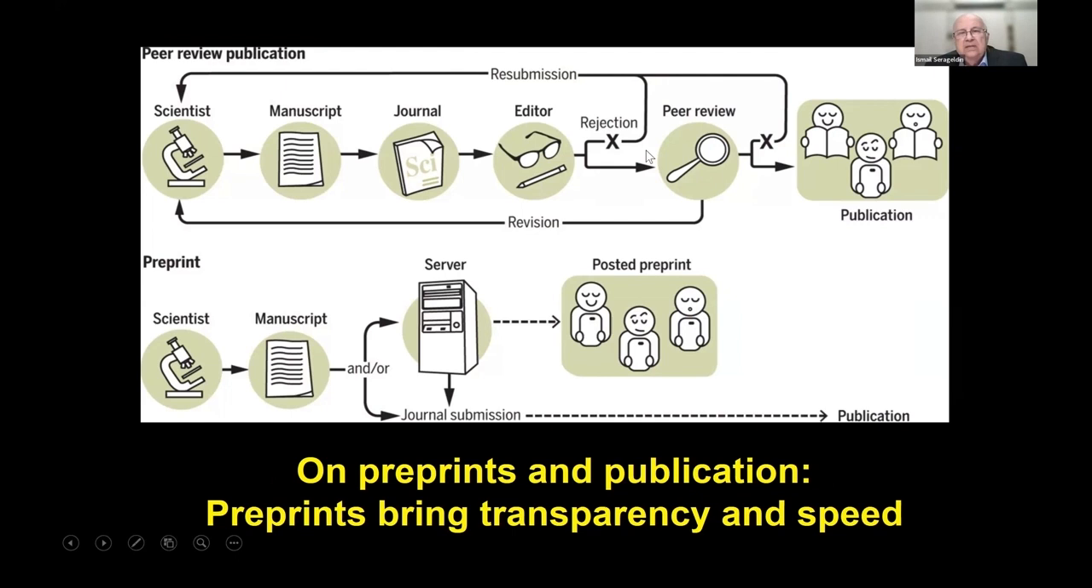Well, the preprint would say that the scientist sends the manuscript to a server, and the server makes it a posted preprint, so the public can see that, while the journal submission can continue the way it is. So in essence, we are not removing anything from the formal publication if we want, but at least we're opening up the process, which used to be hidden from public view, to be available to the public and allow us to have very quick access to the results as they're going on.